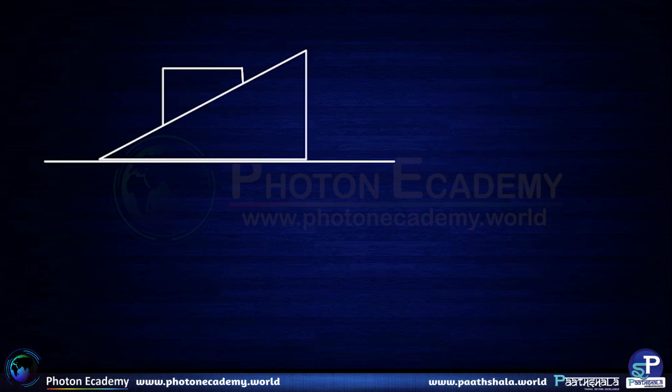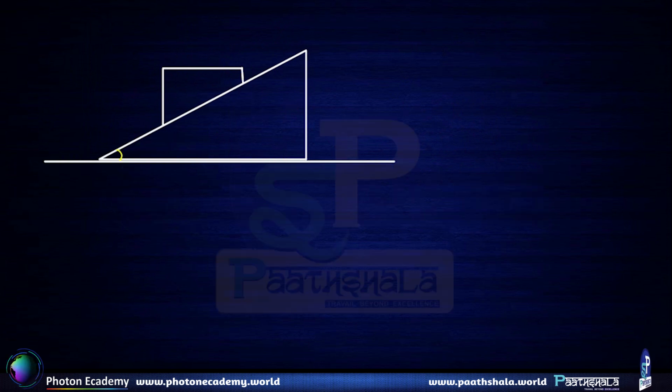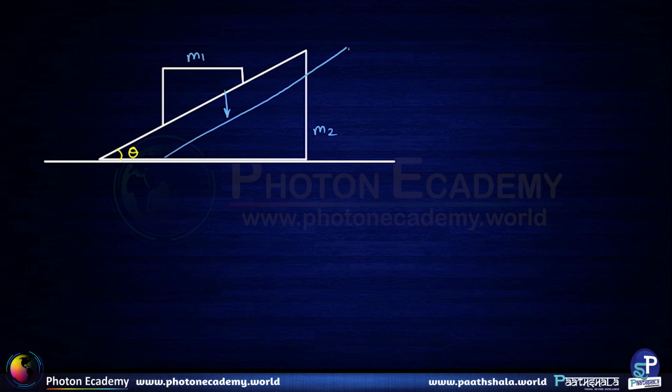So this is a similar kind of question. Here this is the angle theta, this is mass m1, this is mass m2. As the mass m1 is coming down, let's say it comes down this much, then the mass m2 will have to shift towards the right hand side. You can see that it will have to shift this much. So if this angle is theta, then this angle also happens to be theta.